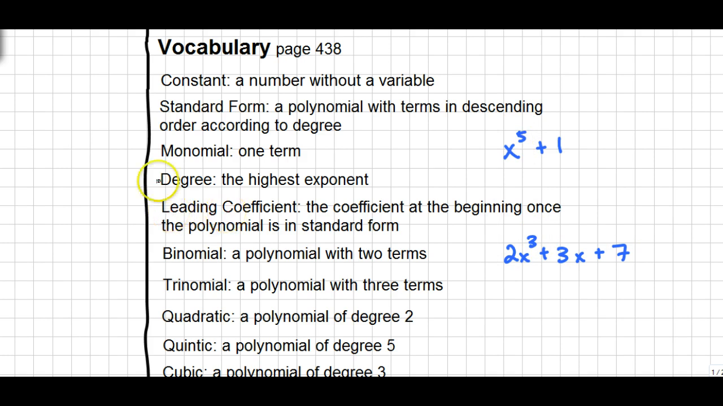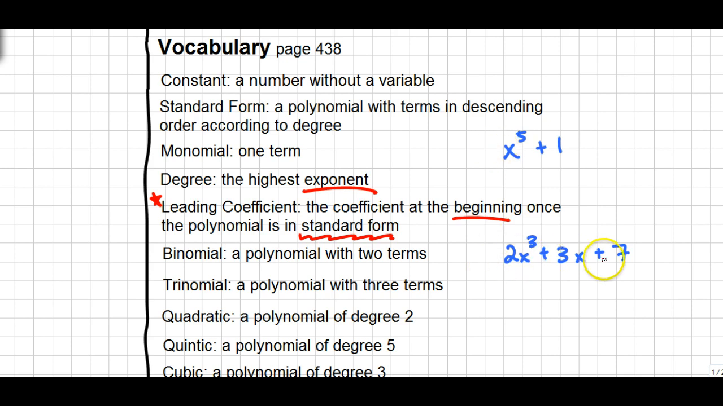The leading coefficient is one that I want students to star. Leading coefficient can be confused with degree. Degree is the highest exponent. Leading coefficient is not referring to a high anything. The leading coefficient simply means, first of all, a coefficient on any variable is the number sitting in front of it. So the leading coefficient is the one that's in front or at the beginning after it's been put into standard form. So again, if both of these examples have been put in standard form, the leading coefficient is simply the coefficient that's at the beginning or in front.